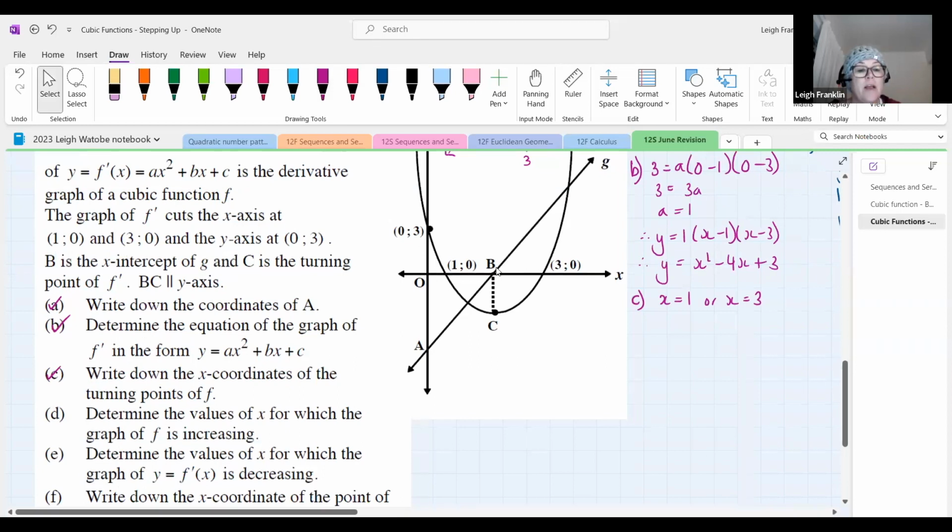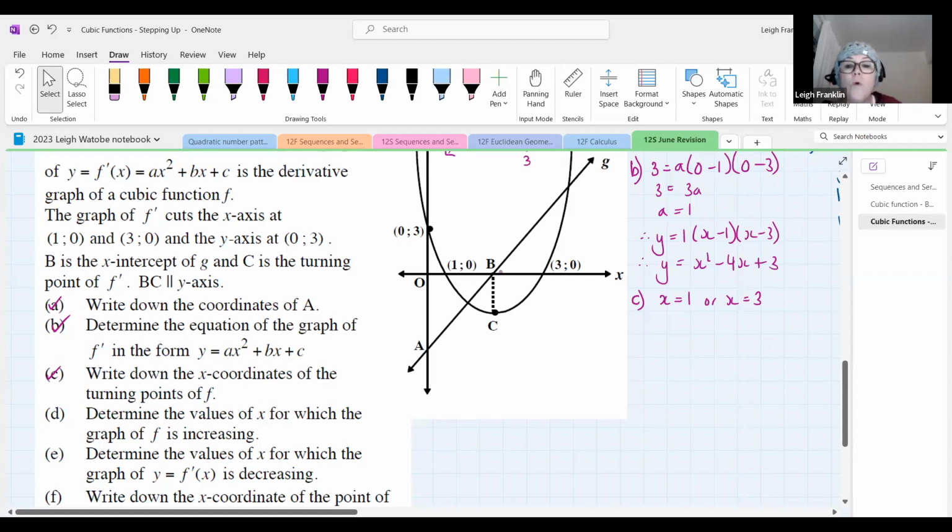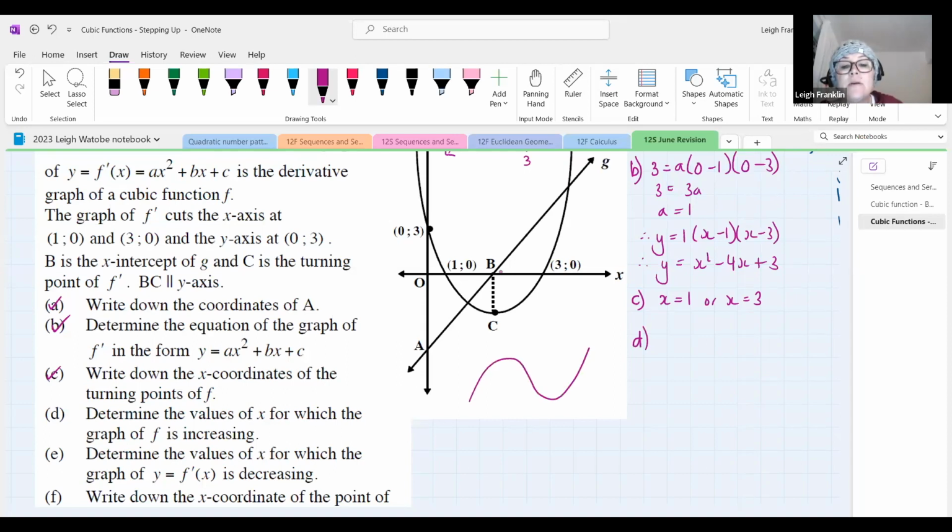Determine the values of x for which the graph of f is increasing. Okay, so what would that be? Where is it an increasing function? I'll draw it here again for you guys. Remember, our max is at 1. Our local minimum was at 3. So the values of x for which it is increasing, please, matrix.